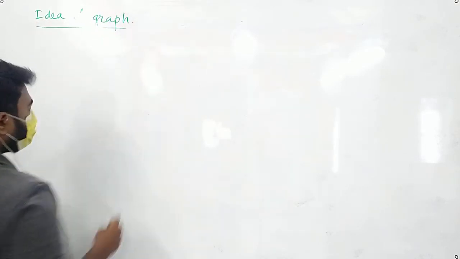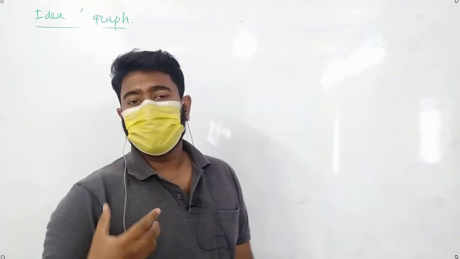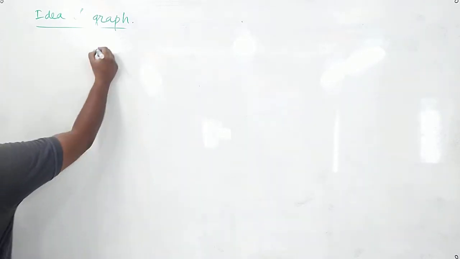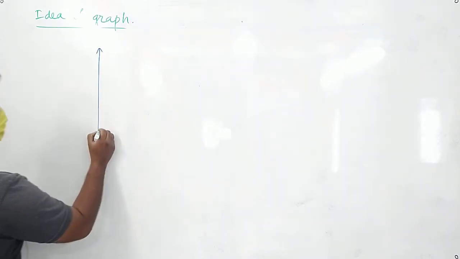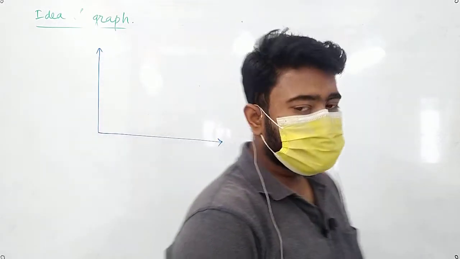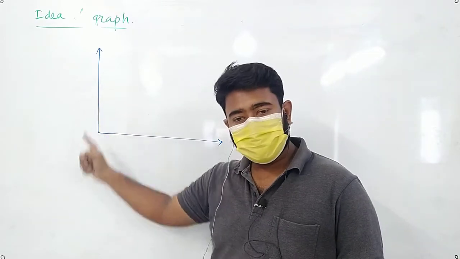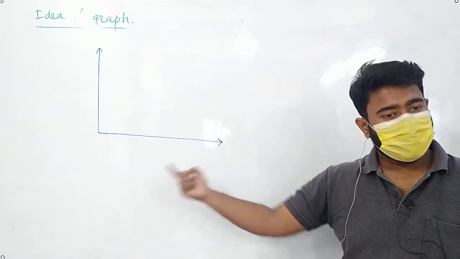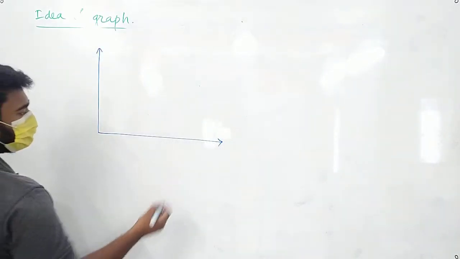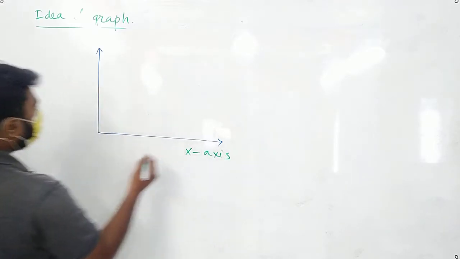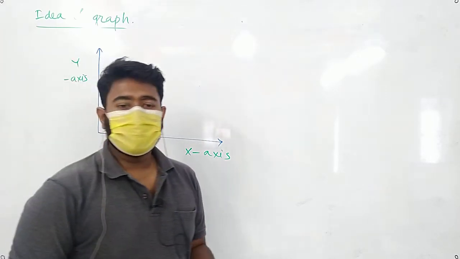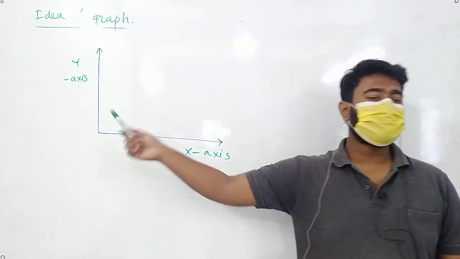Now, when we are drawing a graph, we need two axes. Number one is the vertical axis, number two is the horizontal axis. In the horizontal axis we can name it as x axis, the vertical axis we name it as y axis. Which one is the independent axis and which one is the dependent axis?